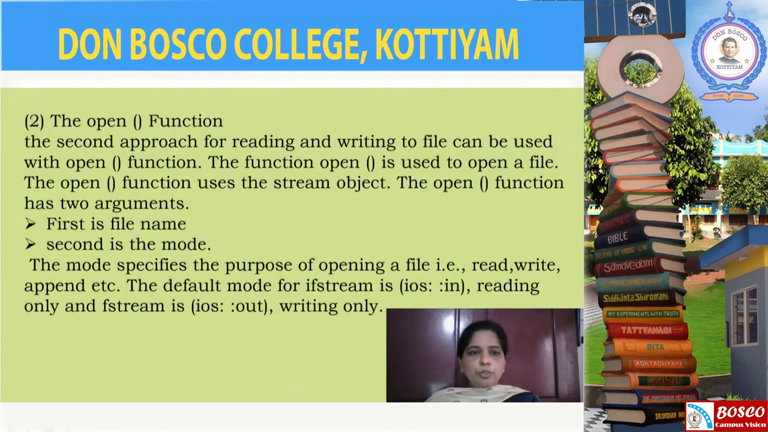The second method to open a file is by using the open function. In this approach, for writing and reading a file, we can use the open function method, and we will be creating an object, and that object can be used for reading and writing files in the program. In the open function method, there will be two arguments. The first one is the file name and the second one is the mode.